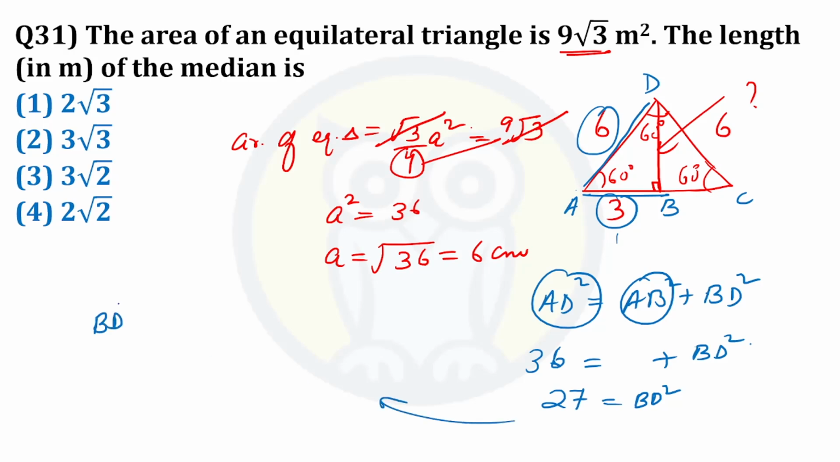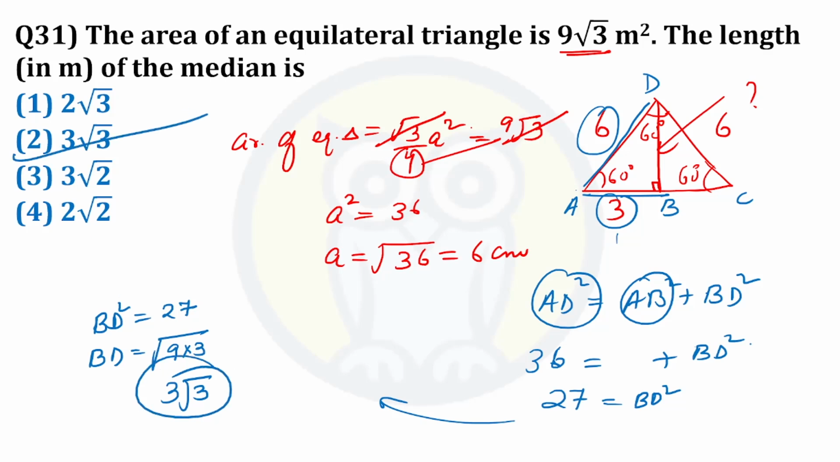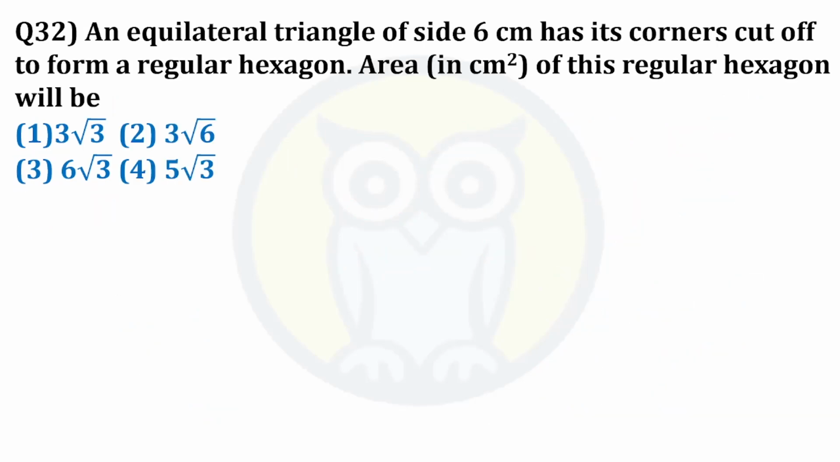If BD square is 27, then BD will be root 27. 27 is not a perfect square, so we break it as 9 into 3. 9 is a perfect square, its square root is 3, and 3 is an irrational number. So 3 root 3 is the correct answer.